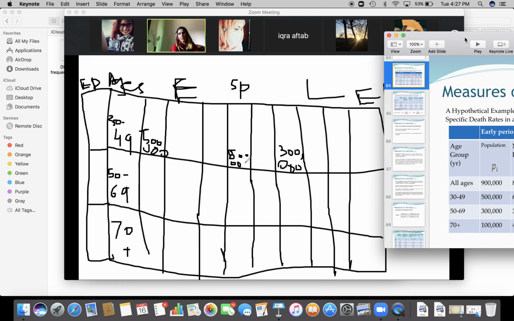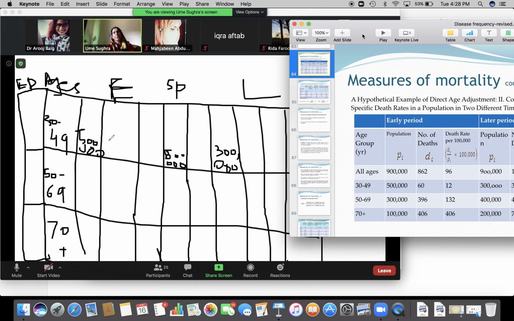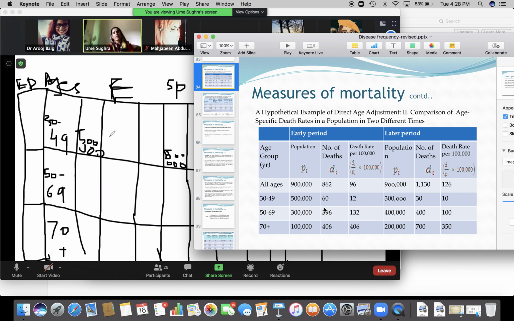Got it? All of you? You have made this in your register. Make a big table and write down all these. Now, please tell me, what are the observed number of deaths which are given in our table? In the 30 to 49 age group, it's 60 number of deaths. And what is the rate that is given? 12. What is the death rate that they have calculated? 12.